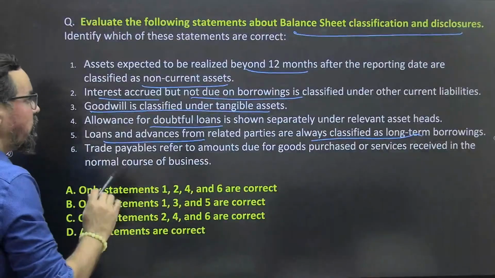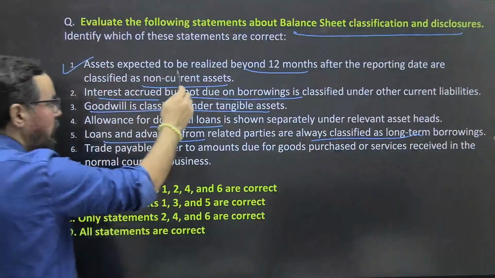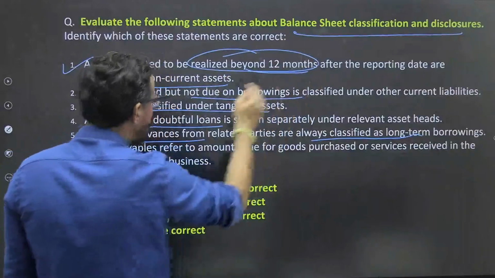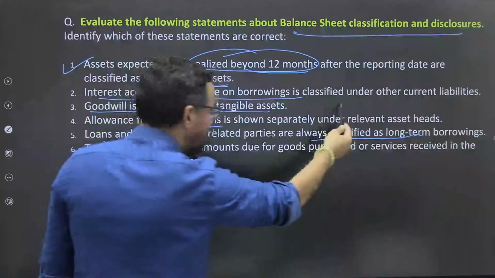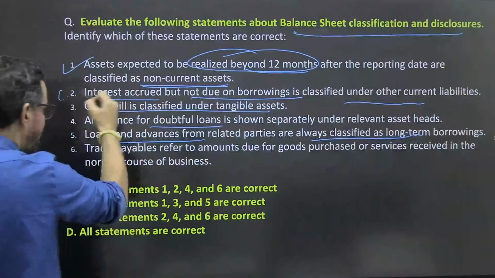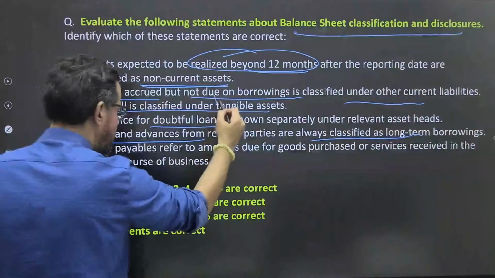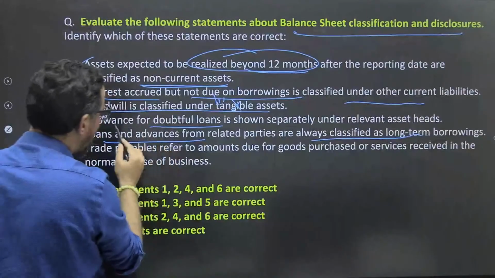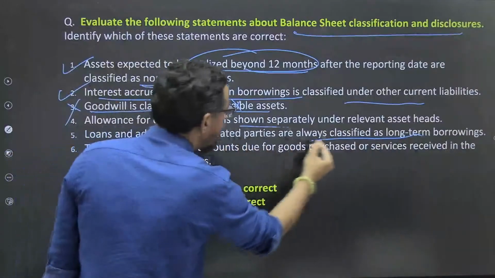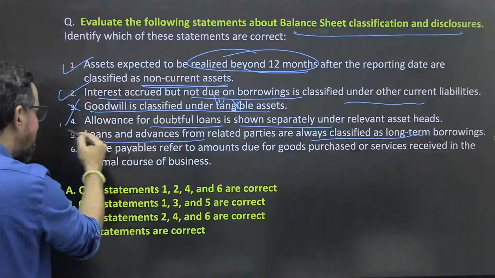Okay. So what will be your correct answer? This is 100% true. Realizable beyond 12 months, non-current asset. Interest accrued but not due on borrowings, current liabilities. Goodwill is intangible. This is wrong. Allowances for doubtful loans shown separately under the relevant asset, true.